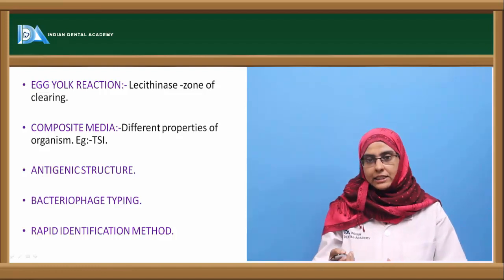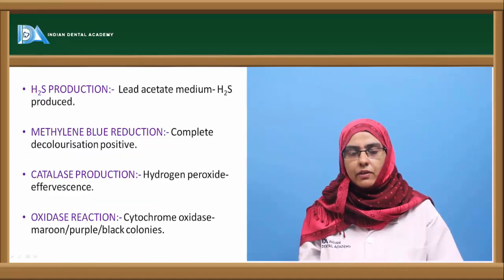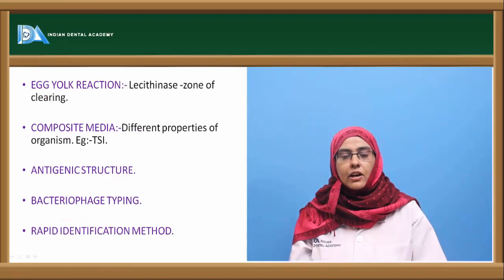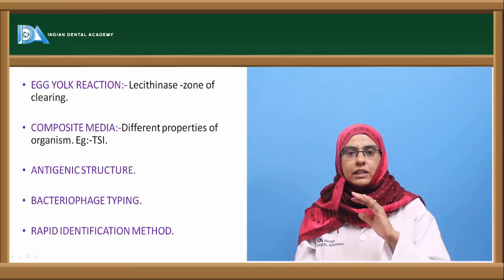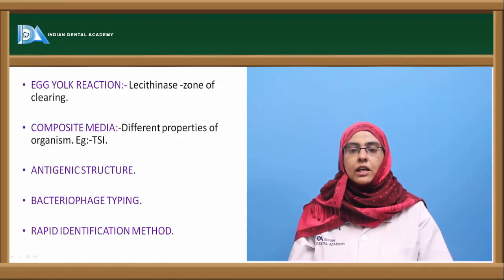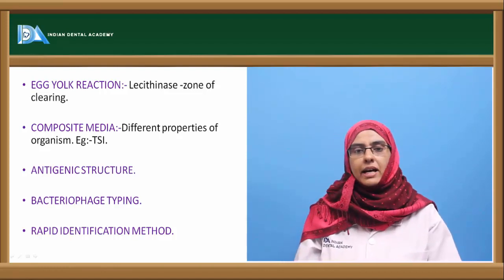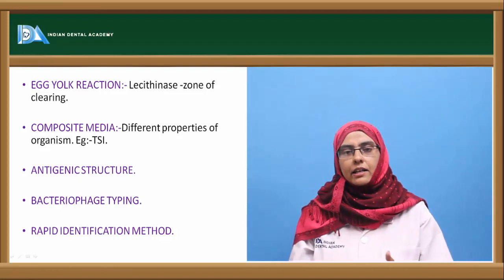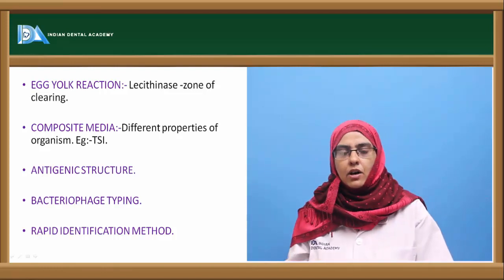Classical tests typically take weeks to identify the organism. But nowadays we have immunological diagnostic techniques where within a minute or within seconds we can know whether there is an organism associated with a particular disease or not. So this is the antigenic structure, that is, immunological diagnosis. Next we can go for bacteriophage typing. It is very rarely used because bacteriophage typing helps us to know the intra-species types of the organism.